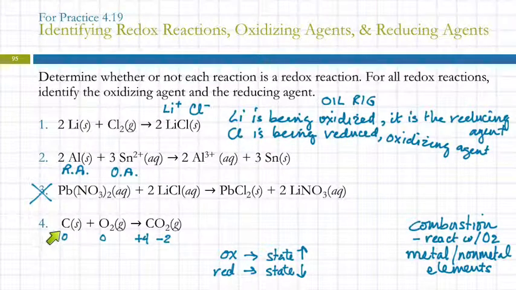So we can look at the carbon and see that its oxidation state is going from 0 to +4. Is that oxidation or reduction? It's oxidation, right? Its oxidation state is going up. If it's being oxidized, what kind of an agent is it? Yep, reducing agent. So this is the reducing agent. The oxygen's going from an oxidation state of 0 to -2. That's a reduction in the oxidation state. Negative is going down. So it's being reduced. That means it's the oxidizing agent.